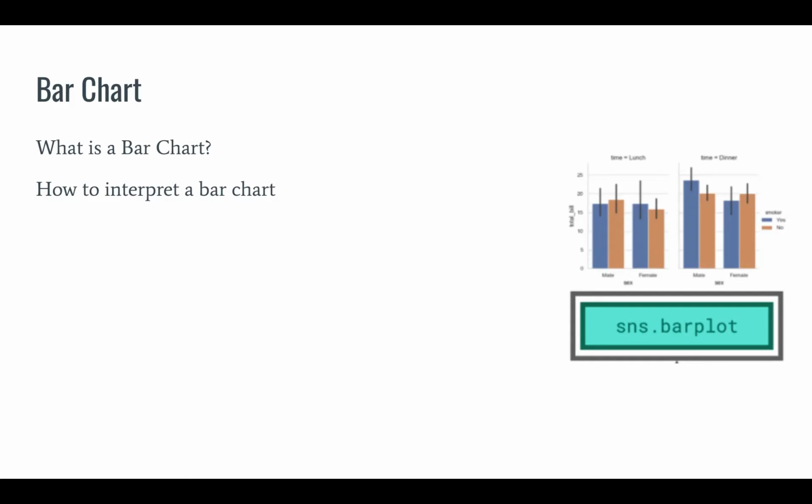Trend, you want to look for trends over time. Are the values of the variable increasing or decreasing over time? And then you can look at ranking. So you can use the bar chart to rank the categories by the value of the variable.